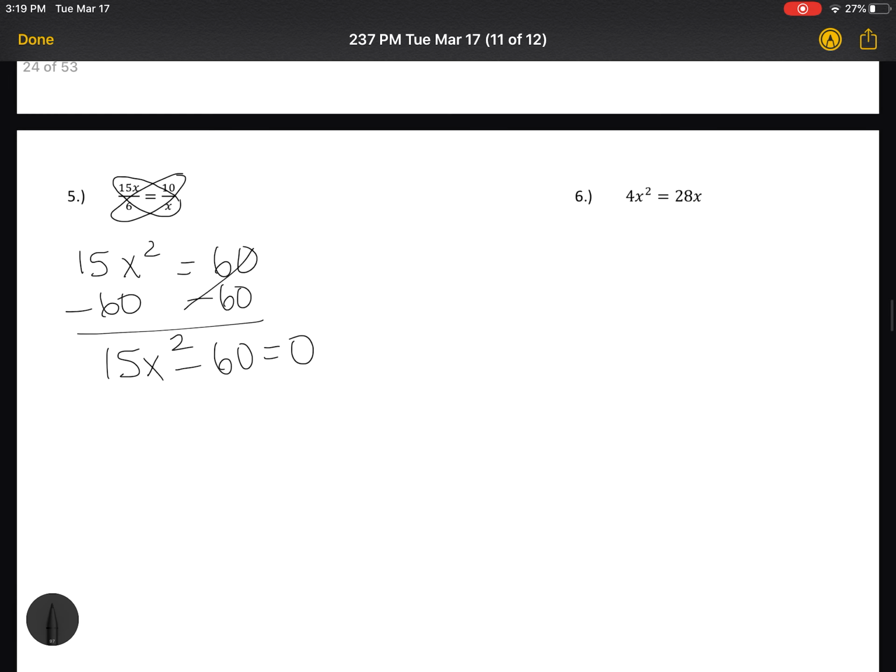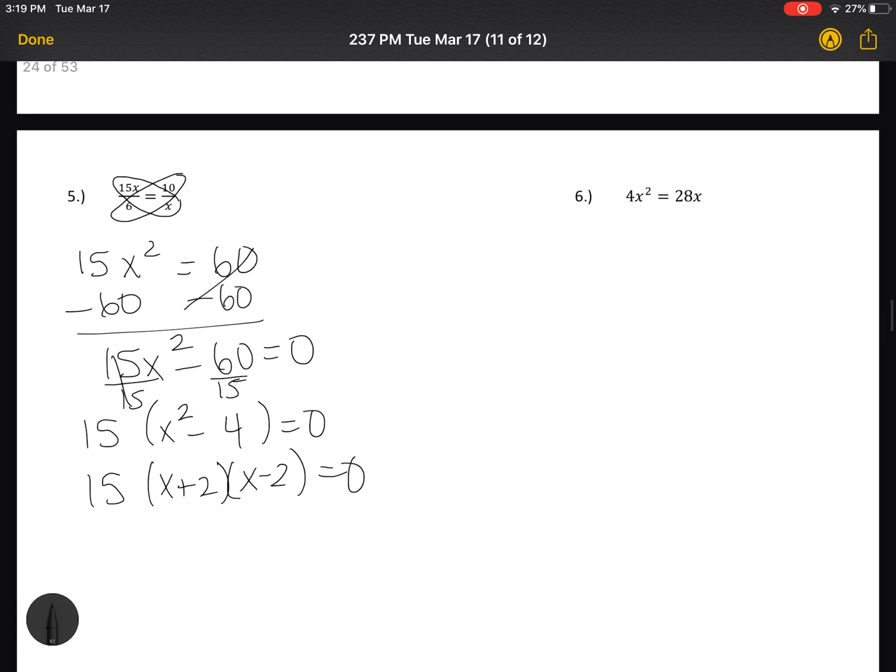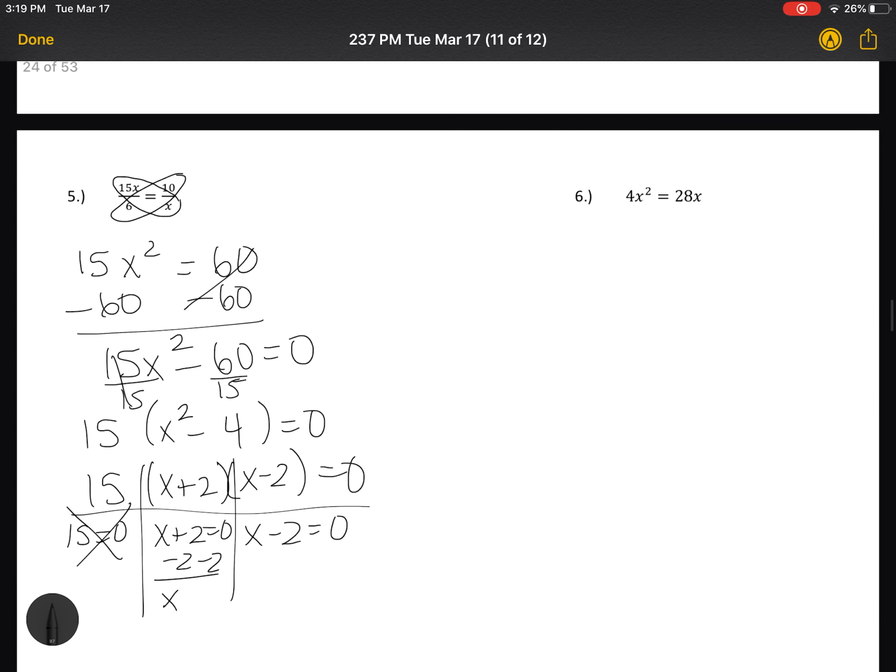Again, try and GCF factor the left-hand side. GCF is going to be 15. Divide everything by 15 to get x squared minus 4. And then again, on the inside of the parentheses, x squared minus 4 is a difference of 2 perfect squares. So we're going to dots that to get x plus 2 and x minus 2. Do your T-chart. Disregard the 15 equals 0. We end up getting -2 and +2.